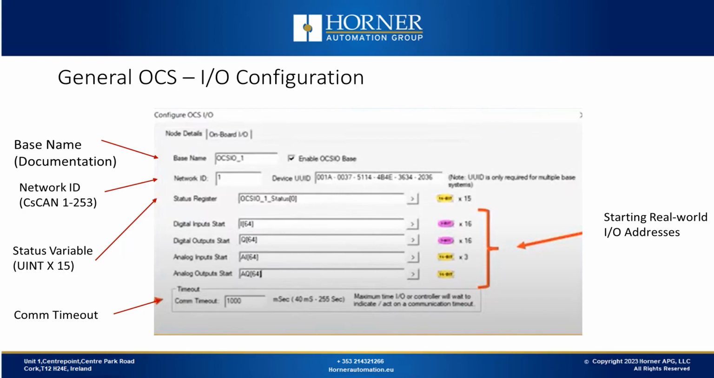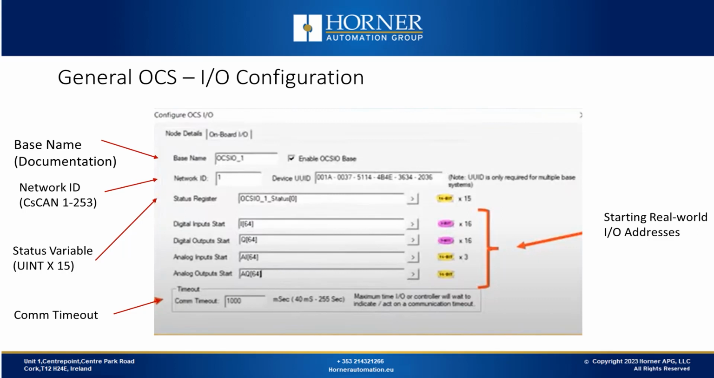If you're using register-based I/O, it'll be a series of 15 consecutive %OR type registers. If you're using variable-based ladder or IEC-based programming, then you're going to set up an integer type or array with a dimension of 15. Another thing we need to do is to set the starting addresses for the digital inputs, the digital outputs, the analog inputs, and the analog outputs.